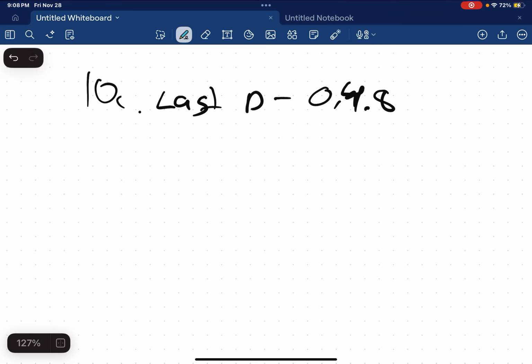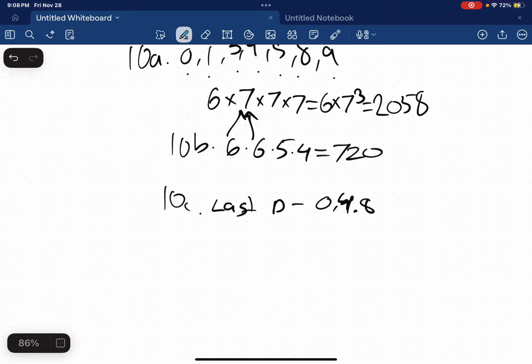Basically, it's going to be the same thing as 10A at the beginning. It's going to be 6 times 7 times 7. But then at the end, there's only 3 numbers to choose from, so it's times 3 here. And it's going to be 882.